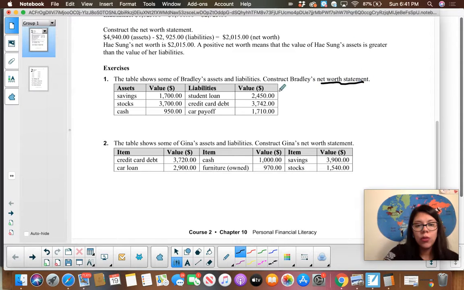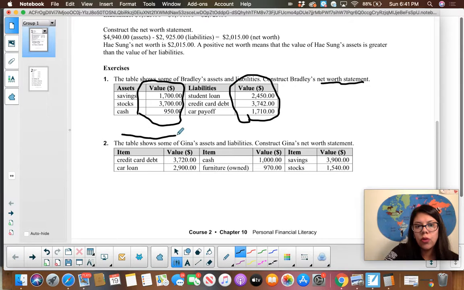All right, so we're going to get his net worth statement. But before we can do that, we have to figure out what are his total assets and his total liabilities. And we're going to get those two amounts and subtract them.